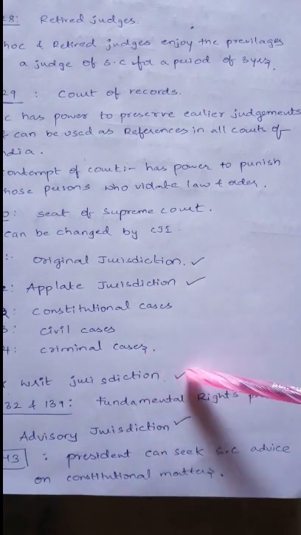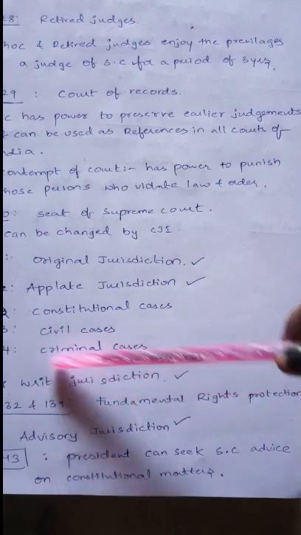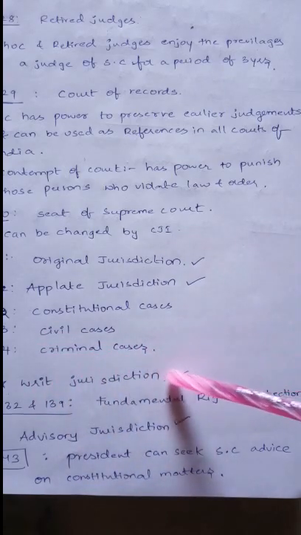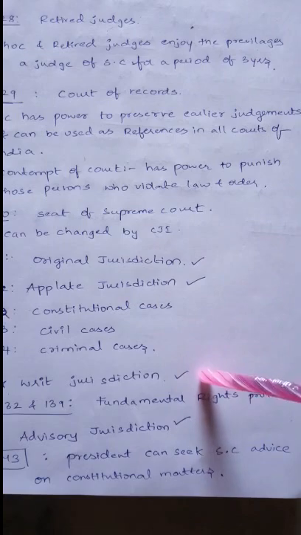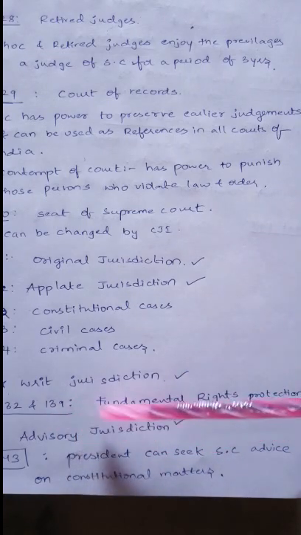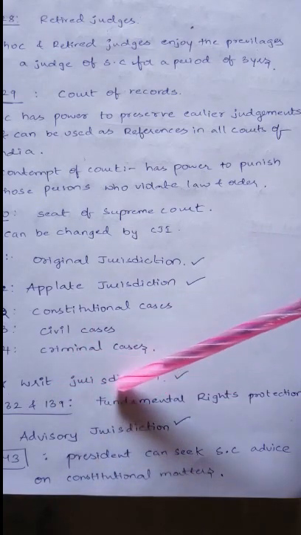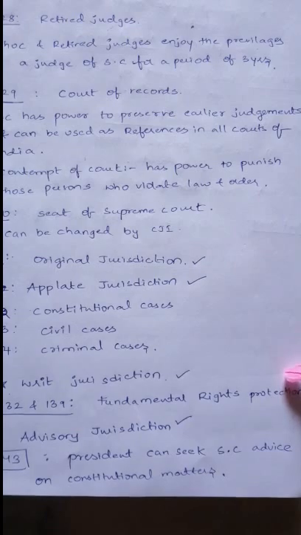Next, coming to writ jurisdiction. What is actually a writ? A writ is an order. Writ jurisdiction deals mainly with the fundamental rights of citizens. So what are the articles? Articles 32 and 139 come under writ jurisdiction. These are for the protection of fundamental rights.